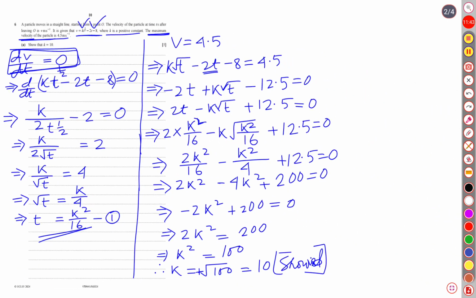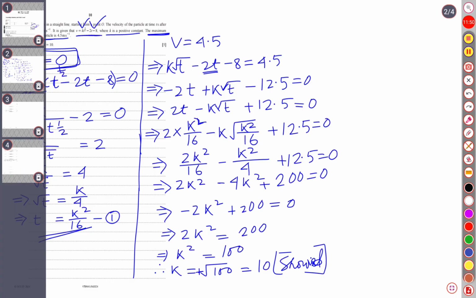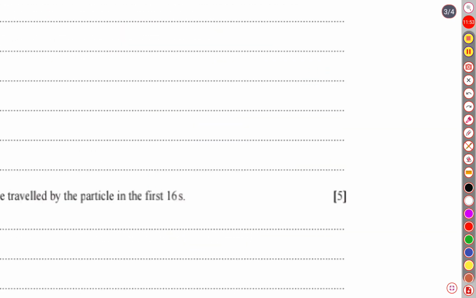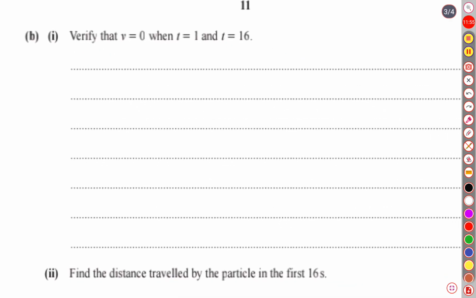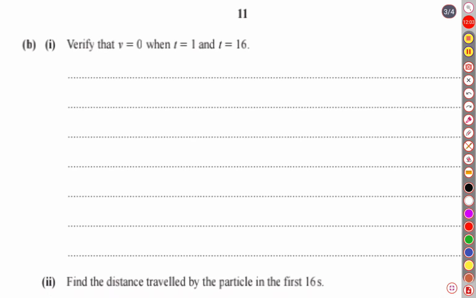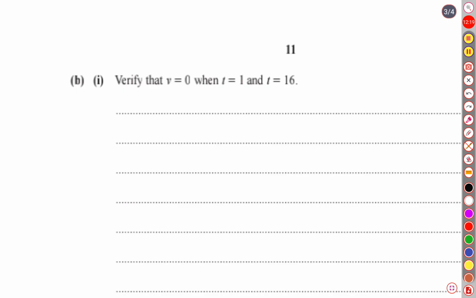Our next question is, let me see what the next question says. It says verify that v is equal to 0 when t is equal to 1 and t is equal to 16. That means the particle comes back to 0: at 1 second and 16 seconds, velocity is 0. So let's write the velocity. Let's see what v is.